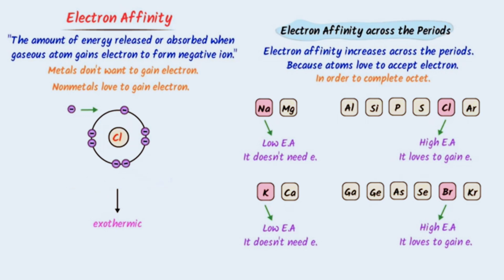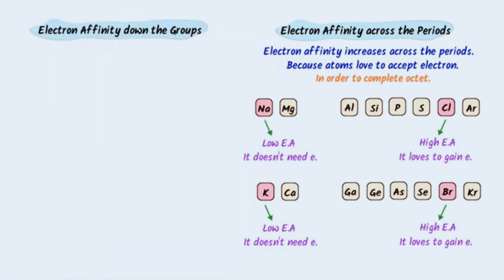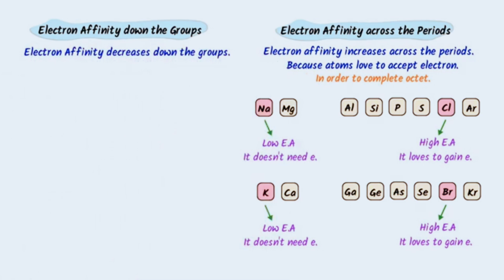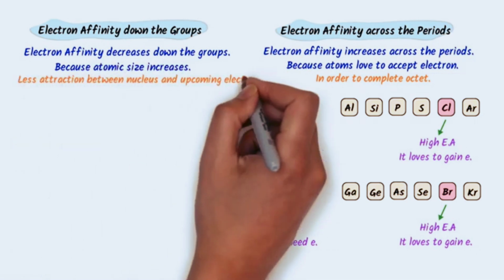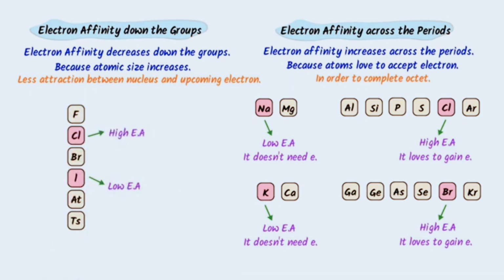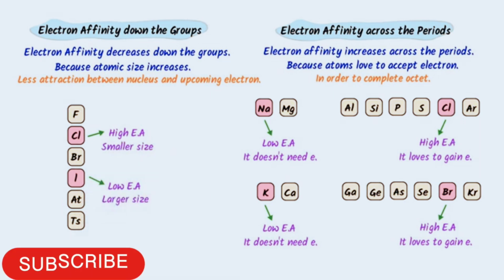Finally, we will learn trends of electron affinity down the group. Remember that electron affinity decreases down the group or becomes less negative as you move from top to bottom. Down the group, the size of atoms increases, due to which the attraction between the nucleus and the incoming electron is weaker. For example, in group 7, chlorine has more negative electron affinity than iodine. It is because chlorine has a smaller size and it can easily attract an upcoming electron, while iodine has a larger size and it cannot easily attract upcoming electrons.